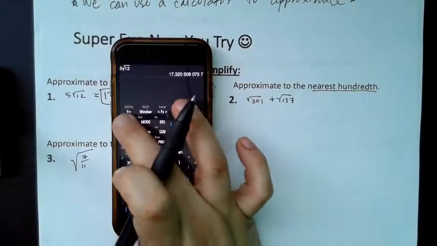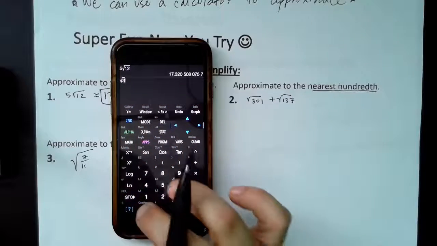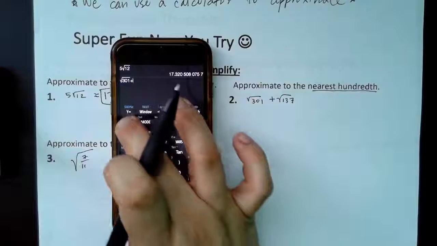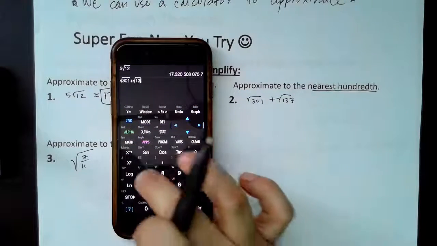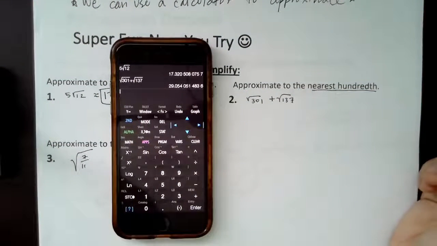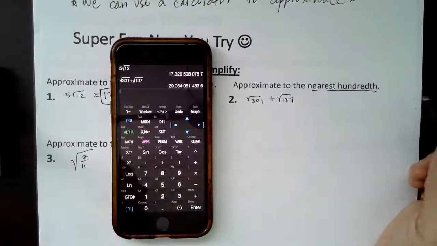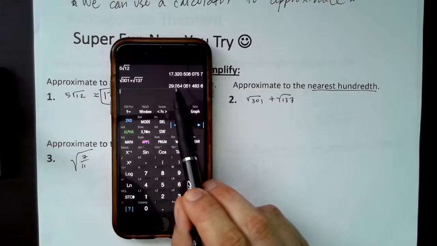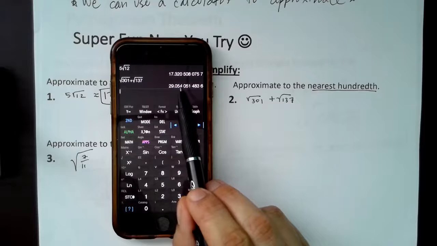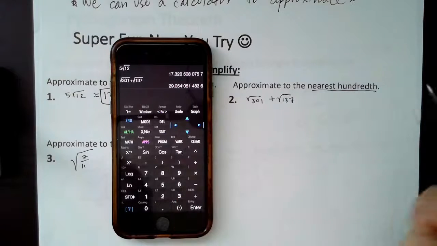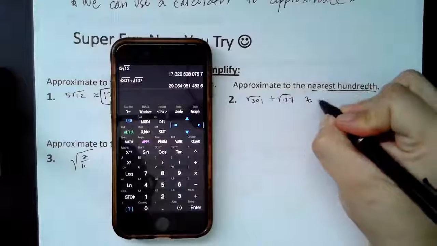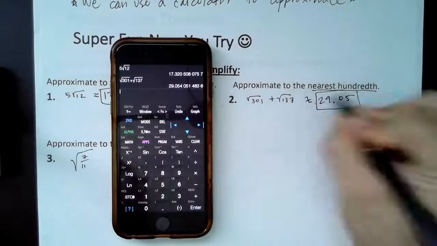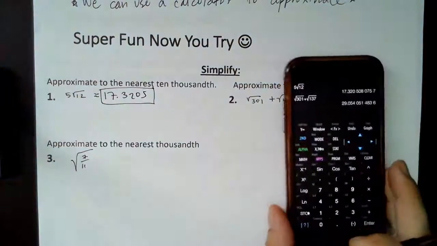So I would go second square root of 301, and then plus square root of 137. In this case, it says the nearest hundredth, so I'm going to go tenths, hundredths place, it's a 5. The one next to it is a 4, so we keep it there. So this is going to be 29.05, approximately. These little wiggly lines mean approximately.